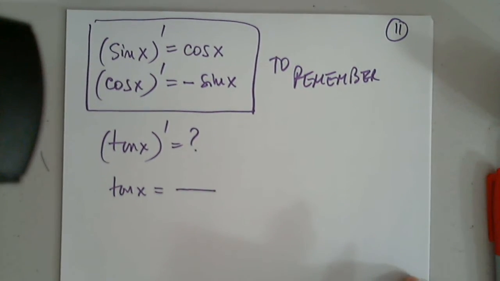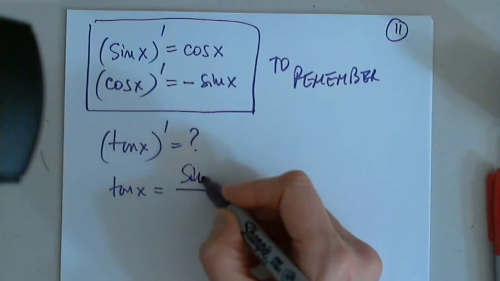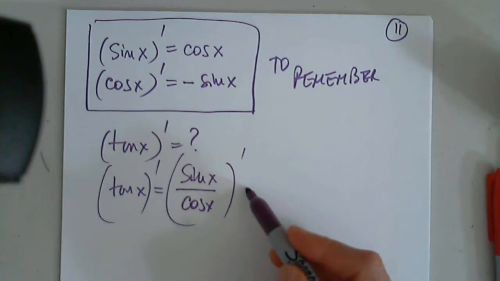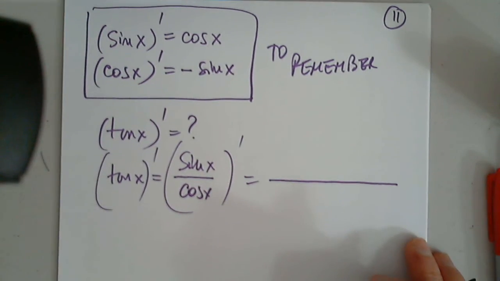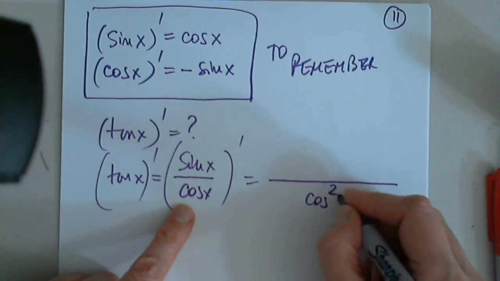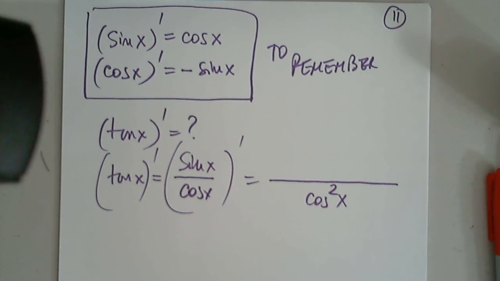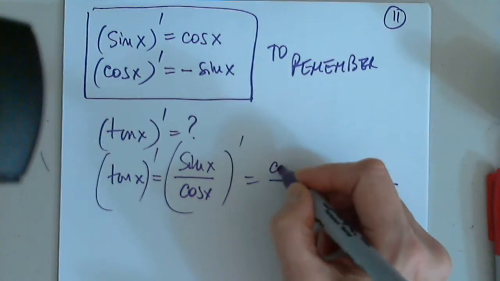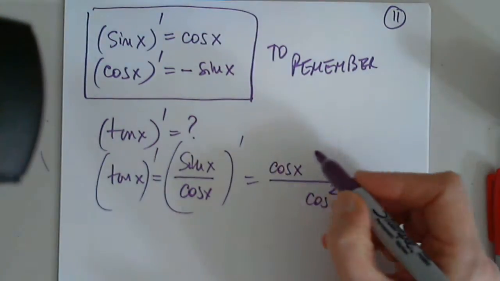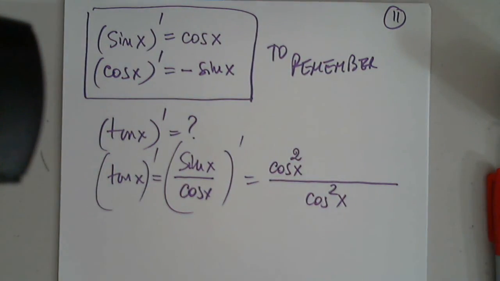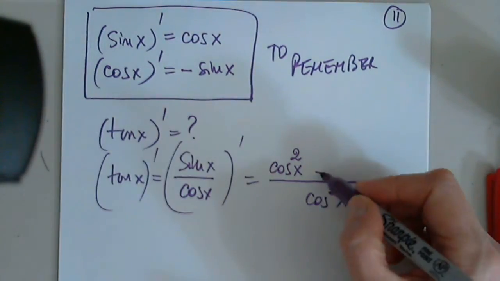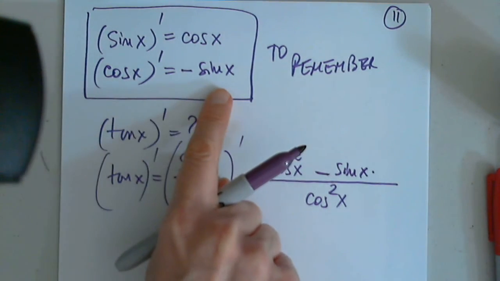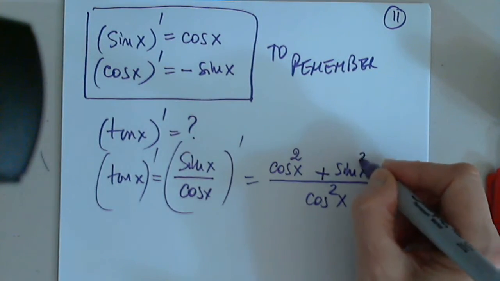So what does tangent equal to? Sine over cosine. So we are going to differentiate, and we're going to use the quotient rule. The denominator right away, because that's the easy part. When I differentiate sine, I get cosine. So I differentiate the top function to get cosine times the bottom function. And minus the top function times the denominator prime. But the denominator prime is negative sine x.